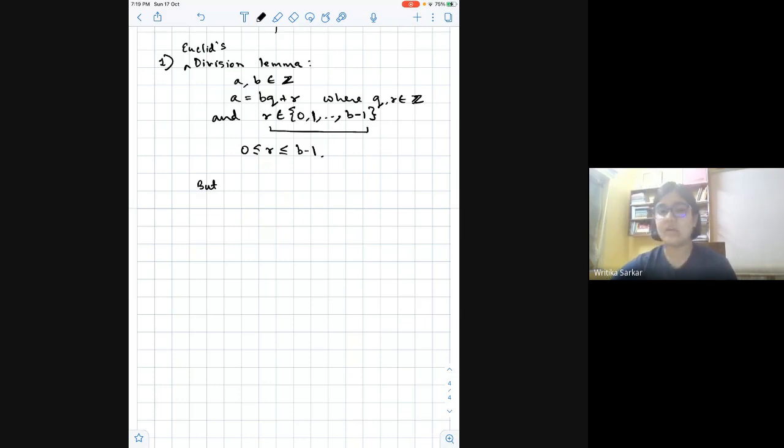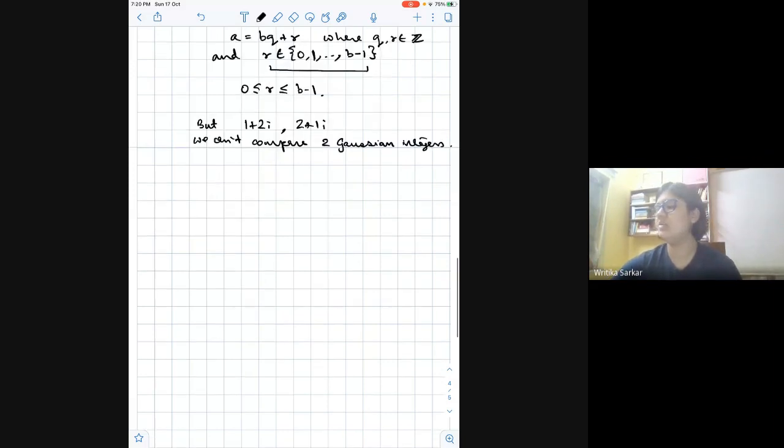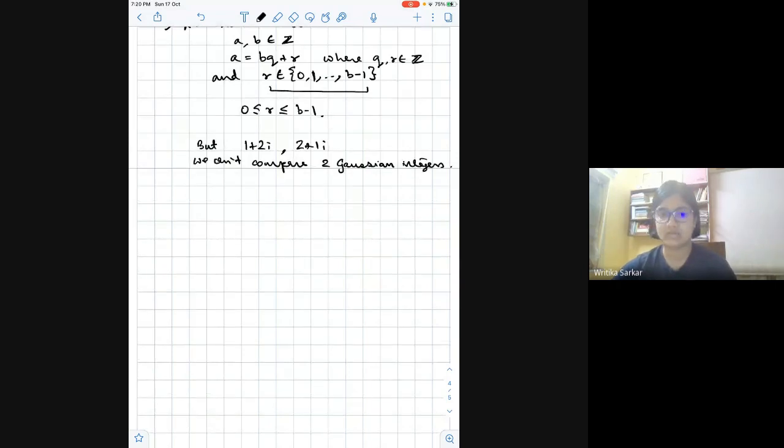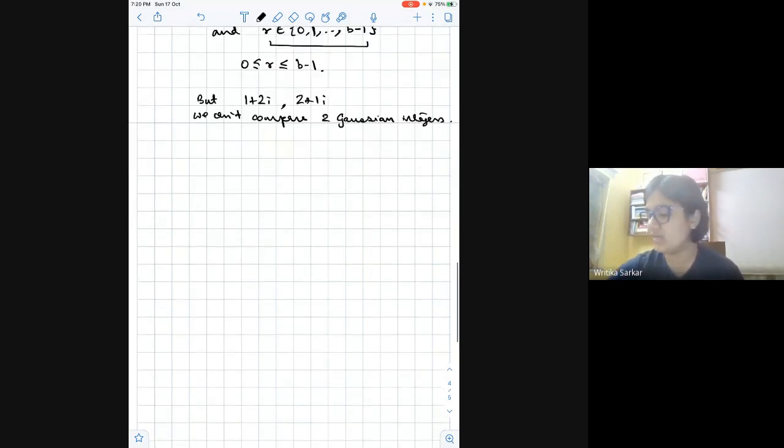But for Gaussian integers, we don't have a notion of comparing two numbers like this. We don't know how to say whether 1 plus 2i is greater than 2 plus 1i. We can't compare two Gaussian integers. So the first question is, what do we do? How do we first put a notion of size for any Gaussian integer? And I think the most obvious thing to do would be to take the absolute value.